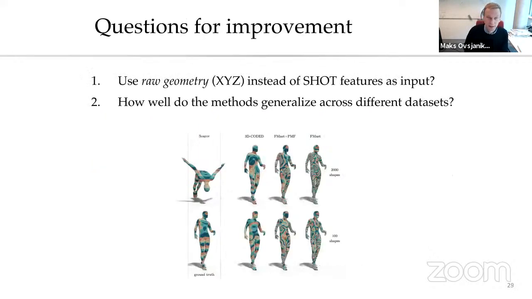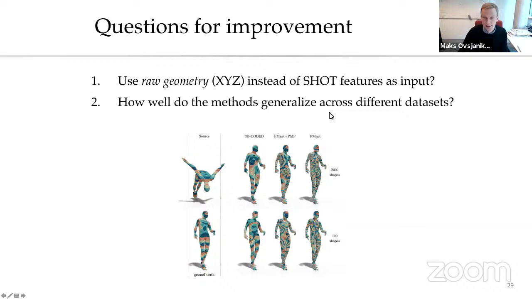Now, on the one hand, this was promising and got us excited to work in this area. But on the other hand, it also had some limitations. The first limitation is that we used these pre-computed SHOT descriptors. These are axiomatically defined descriptors as input to the network. So the question that we next pose is, can we use the raw geometry, like the XYZ coordinates, to learn features from? And the second question is, how well do different methods generalize across different datasets?